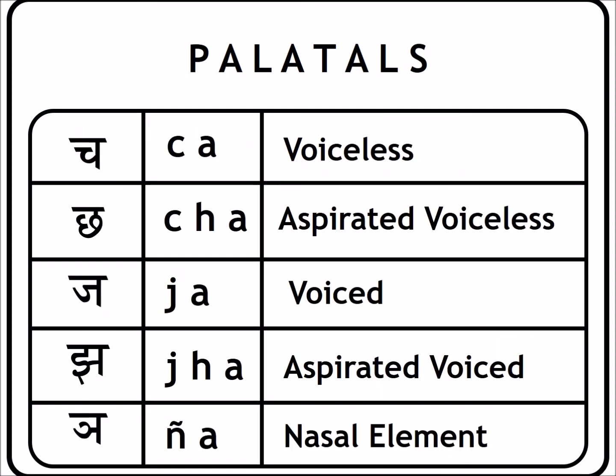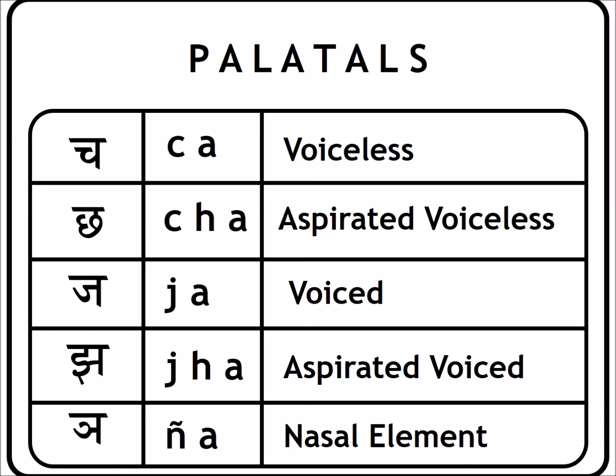Now here are the letters of the palate-based group, or the ca-varga. The first letter is cha. It is a voiceless letter because you don't need your voice to say the ch sound. Ch, ch. Since you don't need your voice to make that sound, it is a voiceless letter. The next letter is the aspirated form, or chha. Chha.